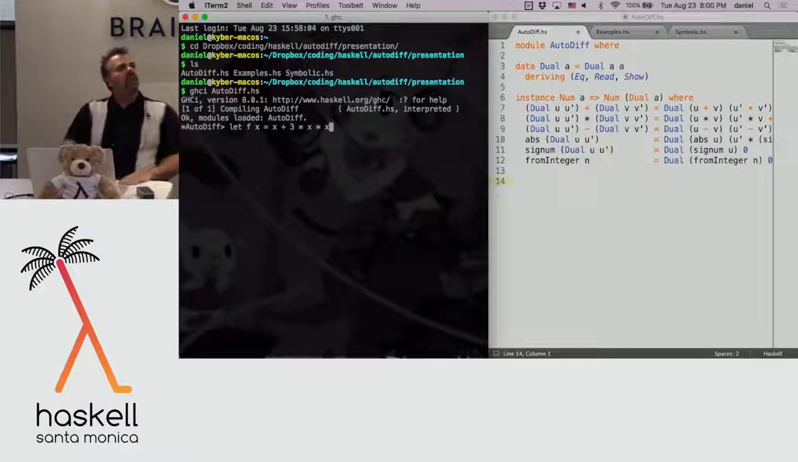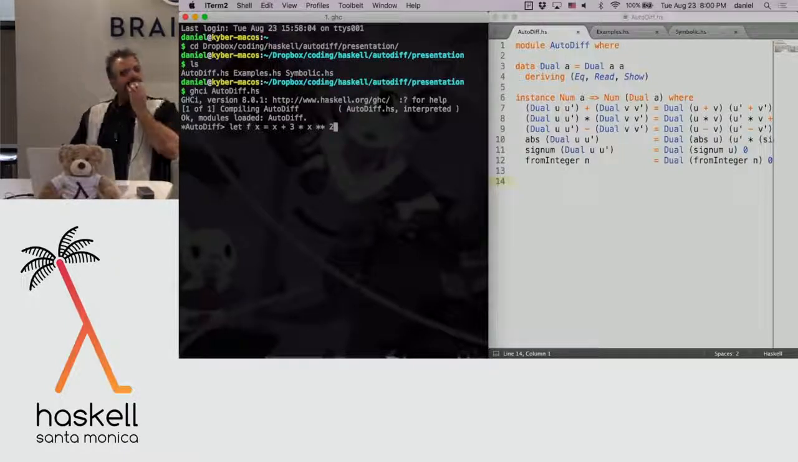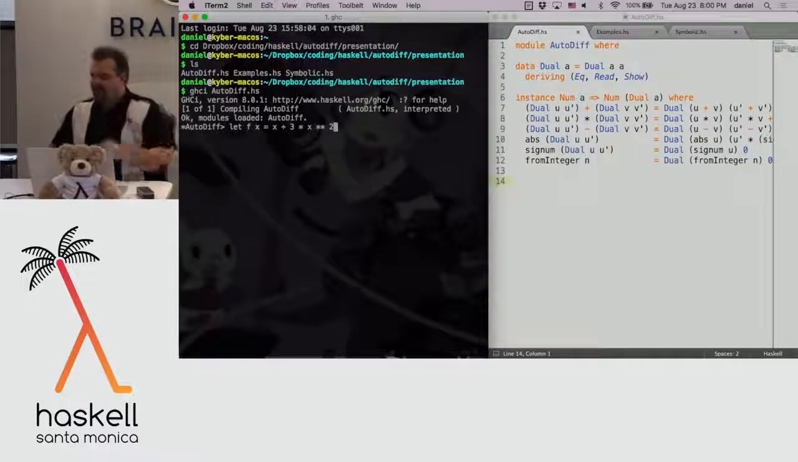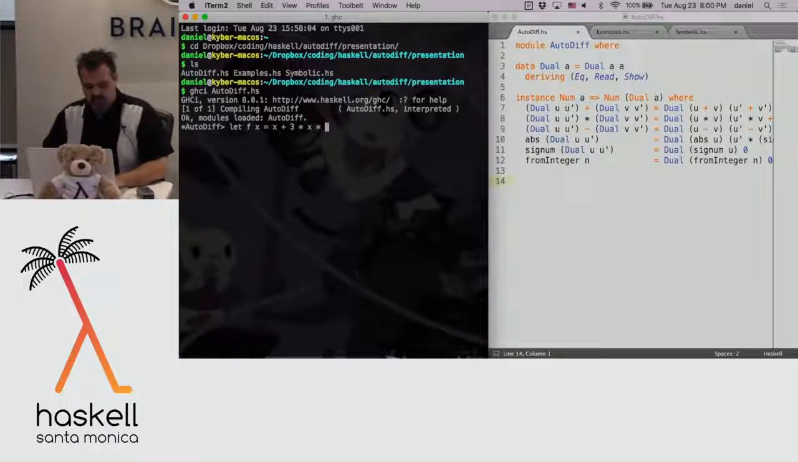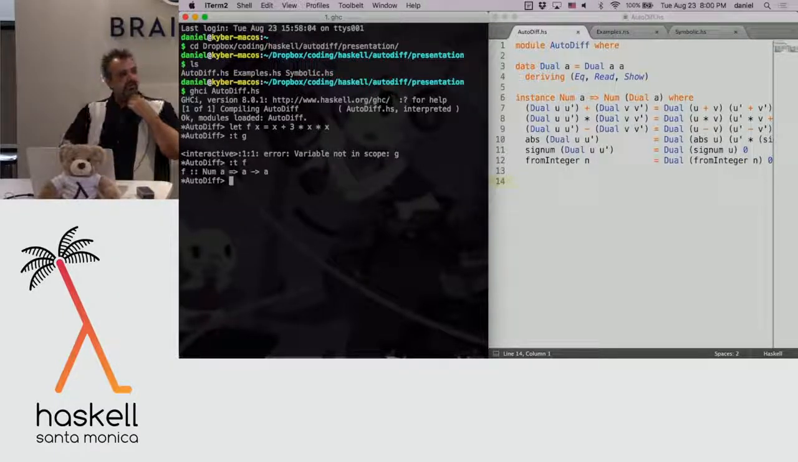Let's do that: x plus 3 times x times x. Why am I not just writing x squared? What's the type of that, double star? Oh, that would make it floating, right? Okay, so we're just going to do this. So, type of f. All right, so this is great.